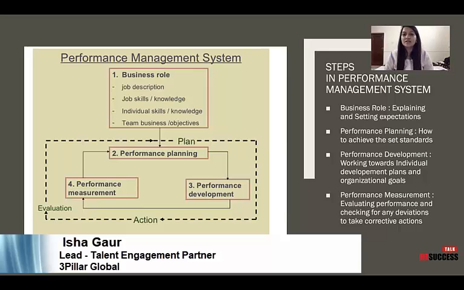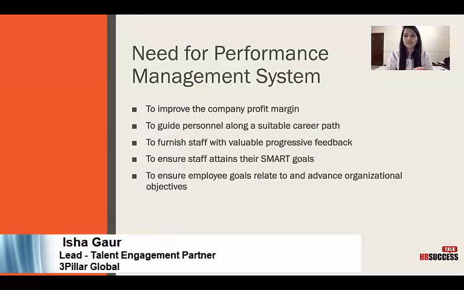The fourth and last step in performance management system is performance measurement. This means evaluating the performance, checking for any deviations and then taking corrective actions. Once we know what deviations are happening in the performance of an employee, one is what is expected and the other is what is delivered. The difference between the two is calculated by evaluating the performance, which is known as performance measurement.